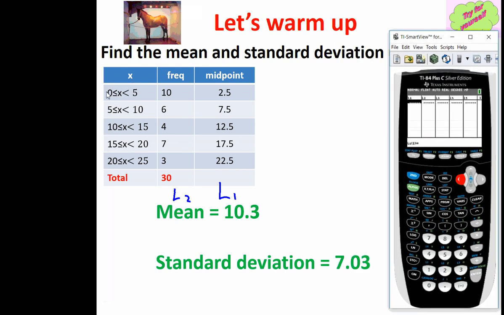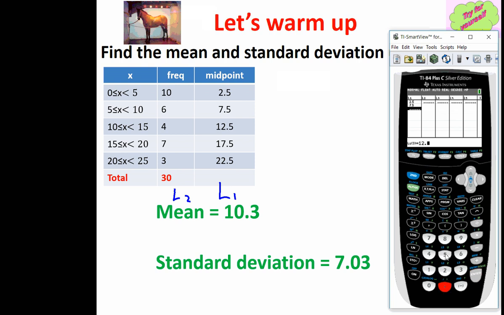So what's the midpoint of 0 and 5? If you're not sure, find the average of 0 and 5. 0 plus 5 over 2 is 2.5. So 2.5 is your midpoint. What's the midpoint of 5 and 10? 10 plus 5 is 15. 15 divided by 2 is 7.5. And so on. Midpoint of 10 and 15, 12.5.